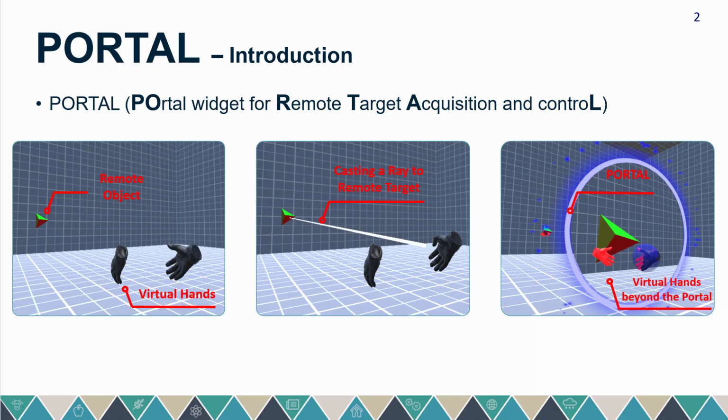POTR is an abbreviation of Porter Widget for Remote Target Acquisition and Control. As its full name indicates, POTR is designed for users to select and manipulate distant objects.